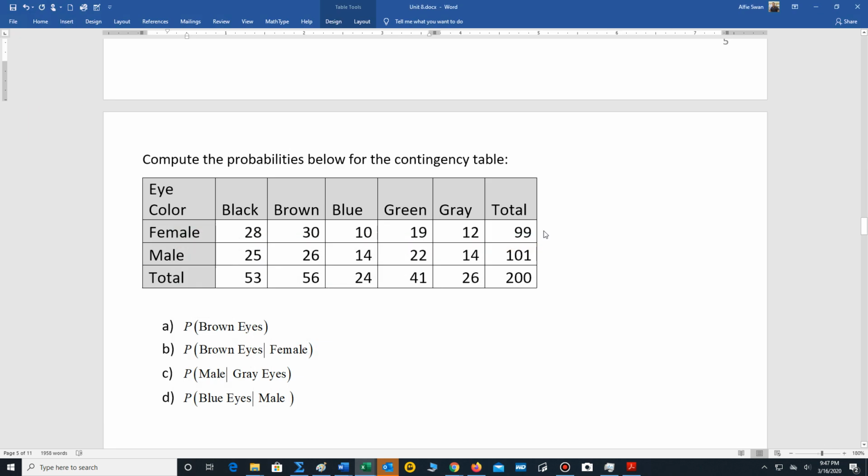There are a couple of other problems for you to try. Work these out. Another note to be aware of: like this first example here, brown eyes, since there's no condition, that means you're going to use the entire sample space. Only when you see the little line, which is represented by the words "given that," is when you focus on your condition.